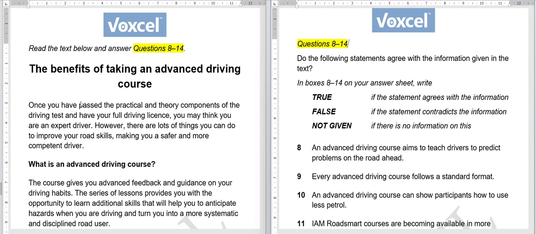So the title says the benefits of taking an advanced driving course. From the title, it's quite clear that in this text there will be some kind of information regarding why you should take an advanced driving course and how it will benefit you. There will be 2 or 3, maybe more benefits listed, like you will be safer on the roads, you will have much more control, something like that. Some benefits of taking an advanced driving course will be there. Clear?